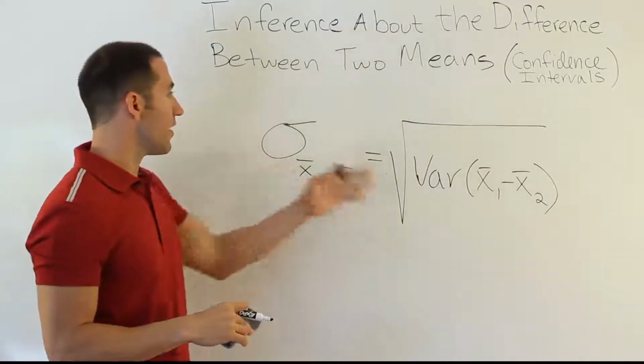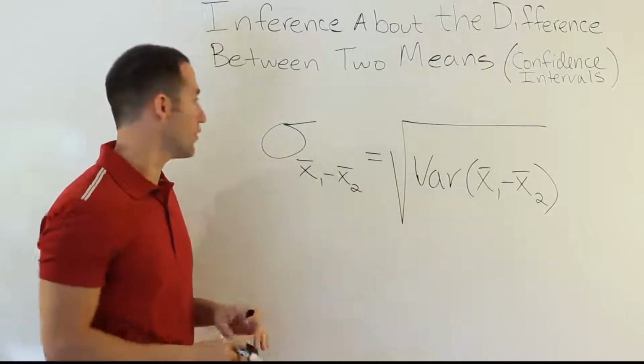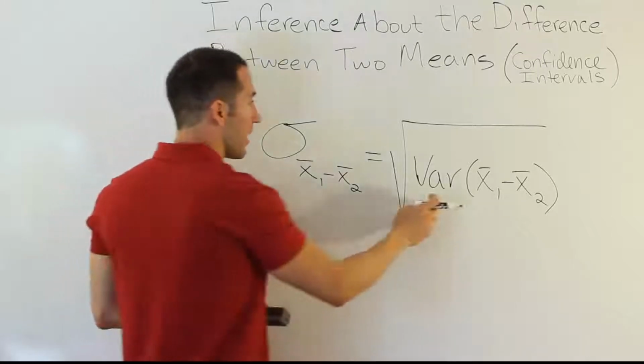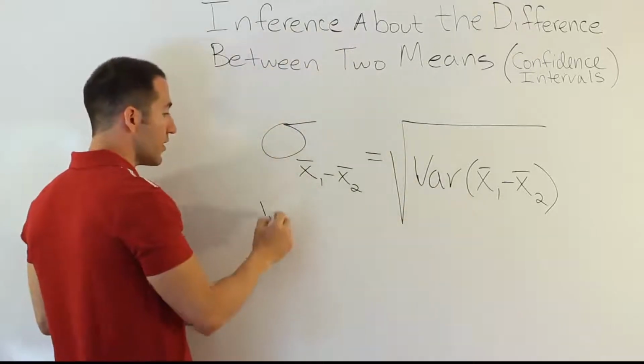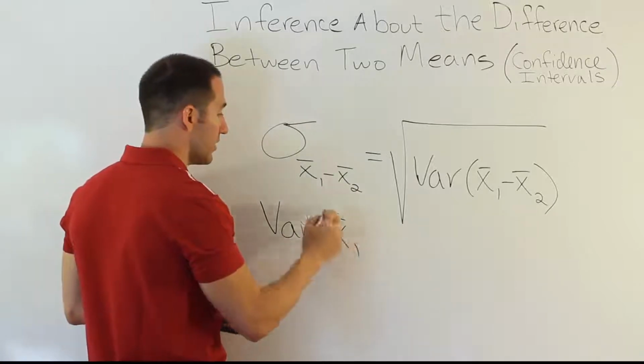So we need to figure out then what is the variance for x bar 1 minus x bar 2, and then take the square root of it. Well, we can actually do that by using a special property. Let's first talk about an individual thing. Do we know the variance of x bar 1?